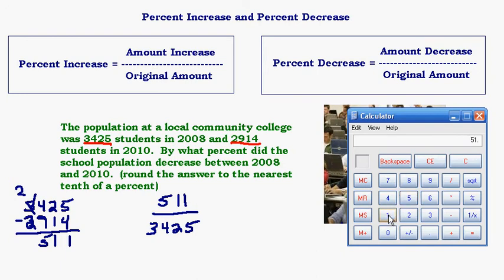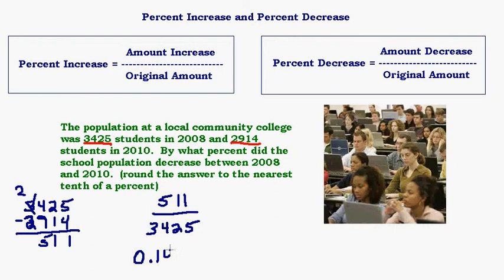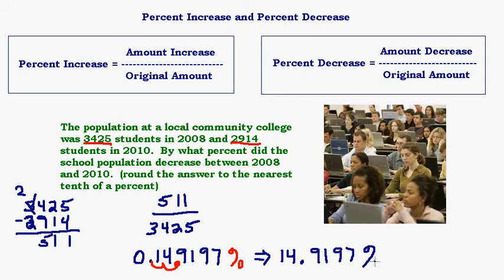All right, let's pull in the calculator. So we're going to do 511 divided by 3,425 equals. So again, we have a big ugly decimal here. 0.149197. Next step, change it into a percent. Move the decimal 2 places. And that turns it to a percent when you move that decimal. So now we have 14.9197%.